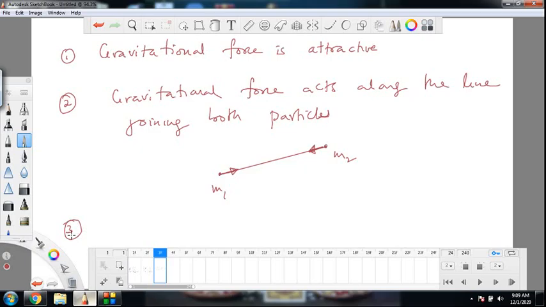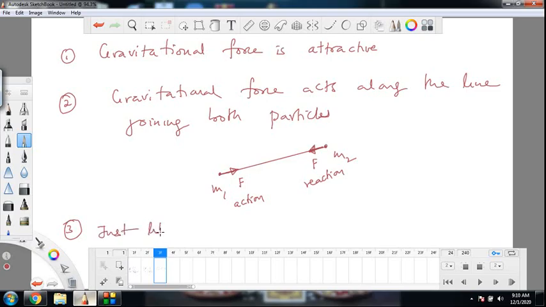Then you see, if this force has magnitude f in some direction, this also has magnitude f but opposite direction. In fact, these two are action reaction pairs. If you call the force that acts on m1 the action, then the force that acts on m2 is called the reaction. Both are acting on different bodies. So gravitational force, just like any other force, comes as an action reaction pair.